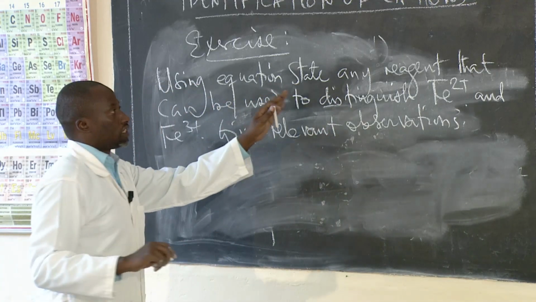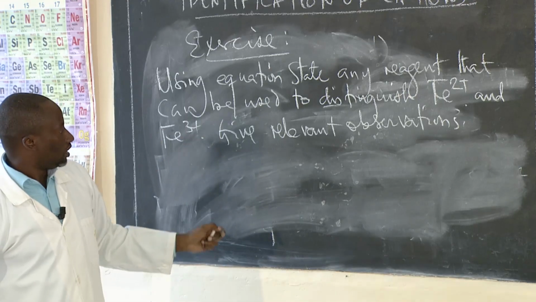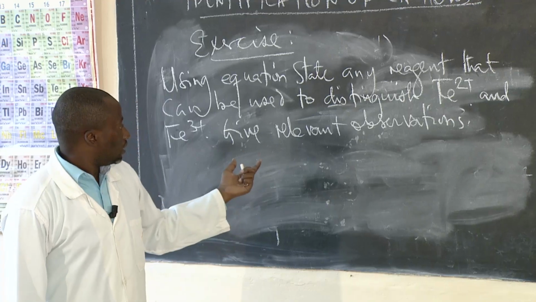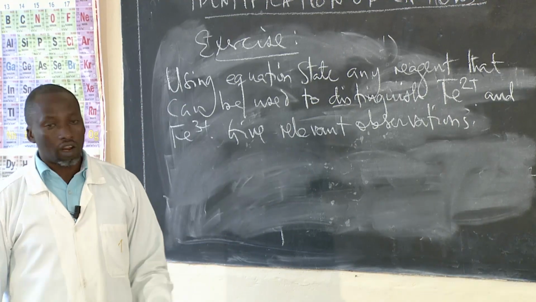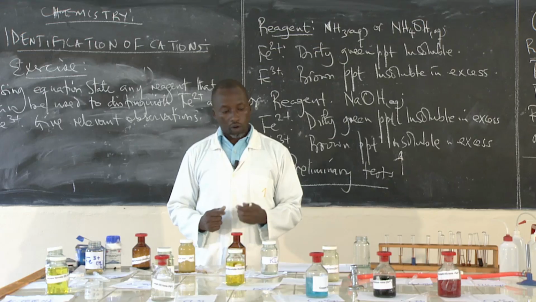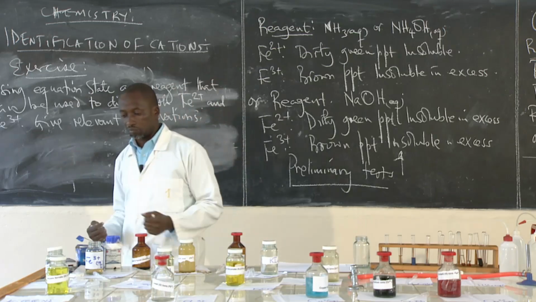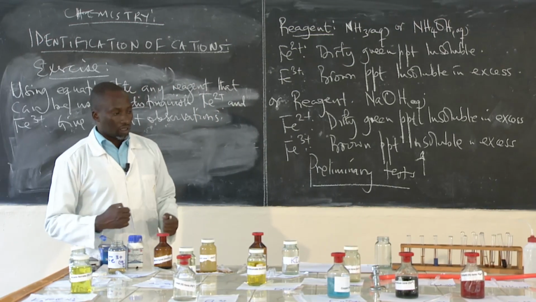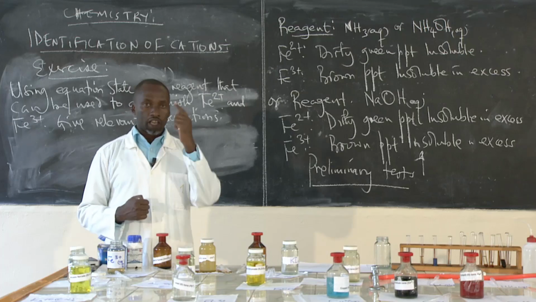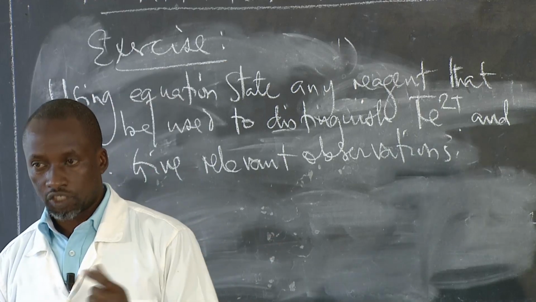Using equation, state any reagent that can be used to distinguish iron 2 and iron 3, and give relevant observations. You'll answer that one. I wish to stop here for this time. The cations that we have not looked at, we'll look at them in the coming lesson series. So I thank you so much for listening and observing. See you next.